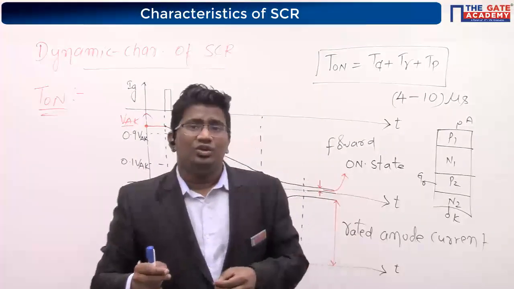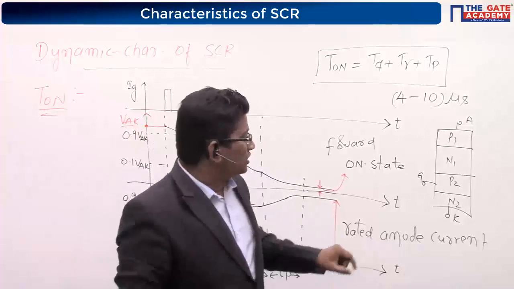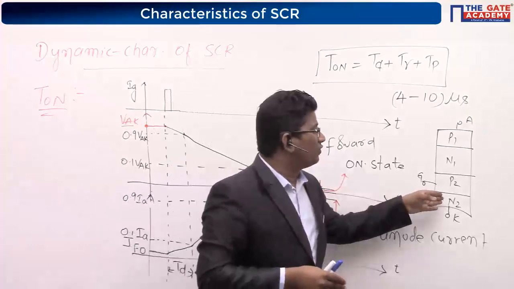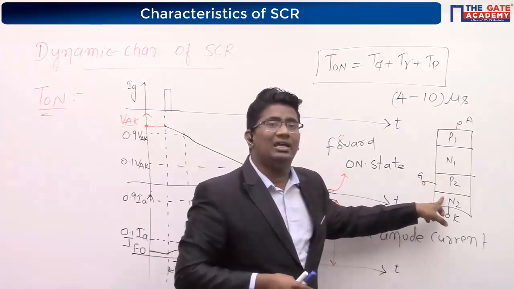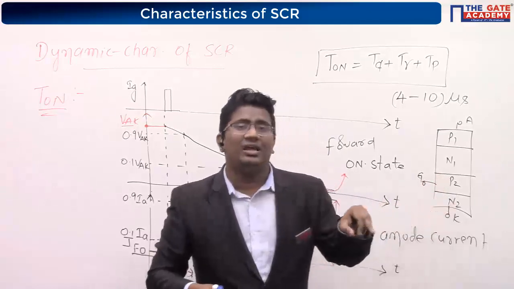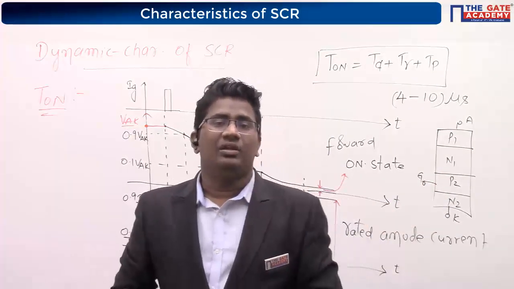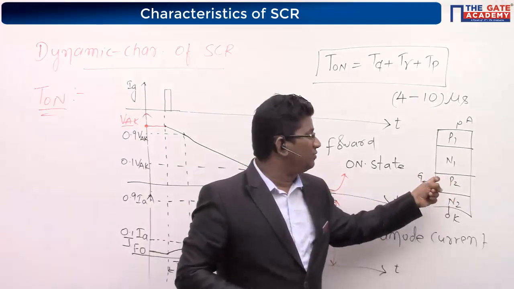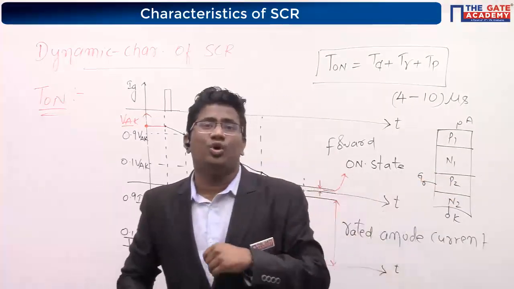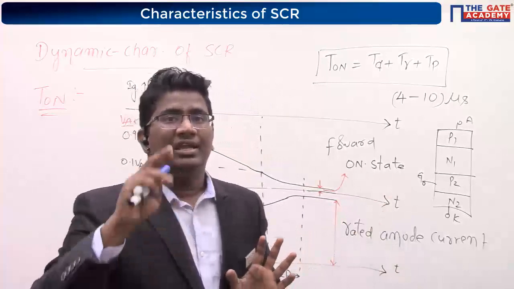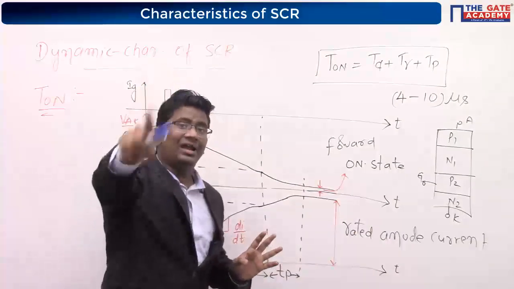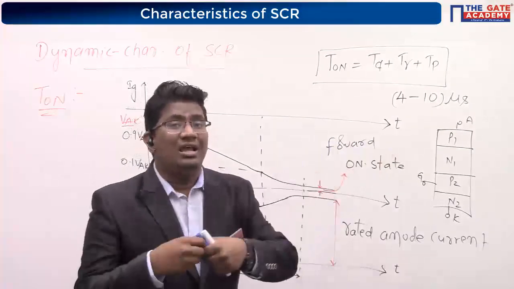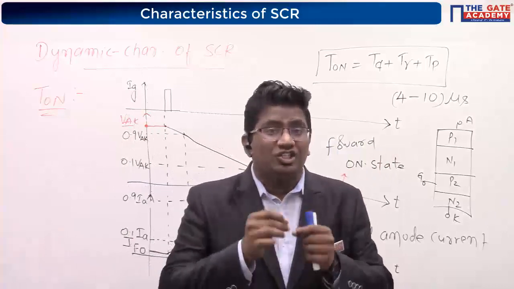It means you are distributing the charges to this gate-cathode section and all the particles will try to move towards this J2 layer and J3 layer. Will it go immediately or will it take some time? If you are inserting charges, these charged particles will move towards J2 and J3. Will it move quickly or will it take some time? Yes, sir, some time. That time is called the spread time. I'll tell you the importance of this spread time also.